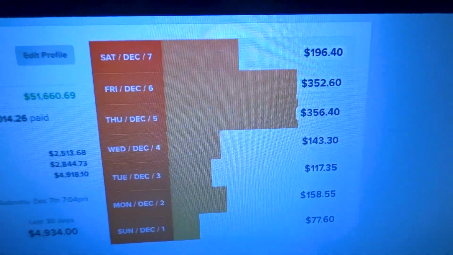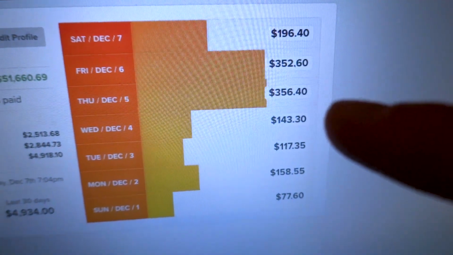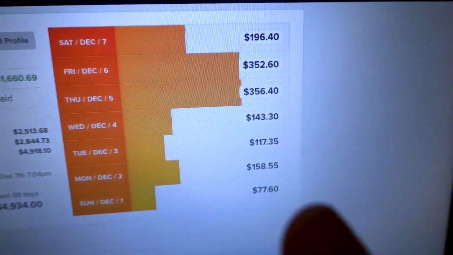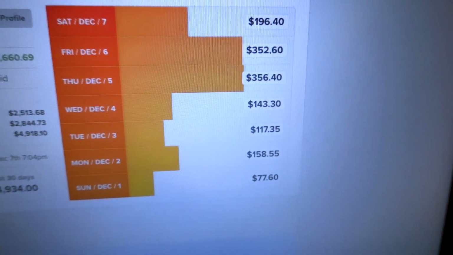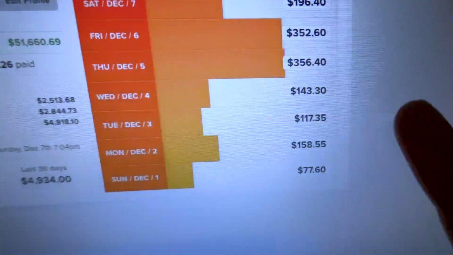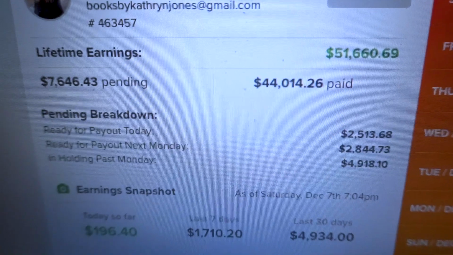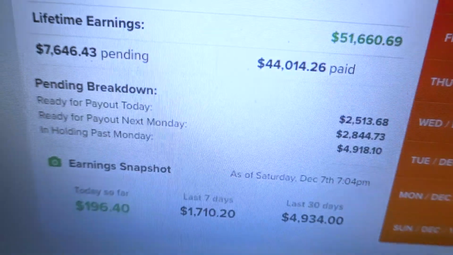Does that make sense? So if we look around here, this is me from the last 7 days, right? I made almost $200 today, $350, $350, $150, $117, $158, $77. This is literally free money, okay? These people are paying for the ClickFunnels software, and then I'm getting 40% of what they pay, all because I signed them up either as an agency owner or as part of my program. Now, what you can see here is we've made lifetime earnings of $51,000, almost 52 grand, which is amazing. Isn't that awesome? Also, I have that much pending. I'm excited to get that, right?